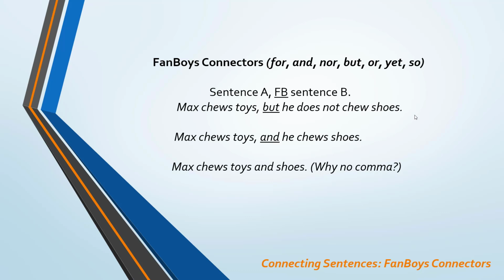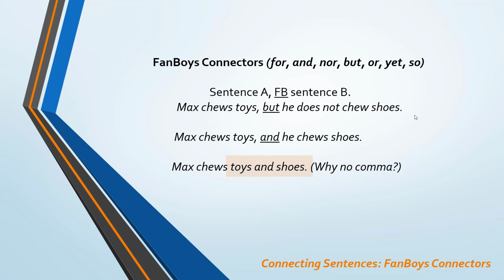It's because I don't actually have 2 complete thoughts. Max chews toys could be a standalone thought, but shoes is just another object in the list. And so in this case, and is just connecting items in the list, toys and shoes. Because there are only those 2 items, I'm not going to use commas for my list, and I'm not going to use a comma because I'm not connecting 2 complete ideas.